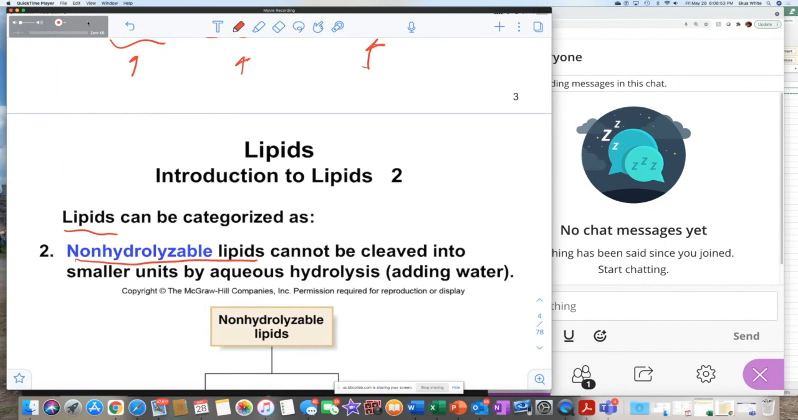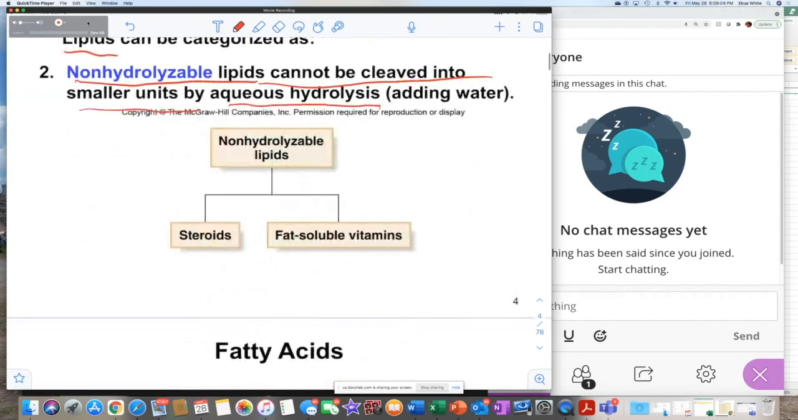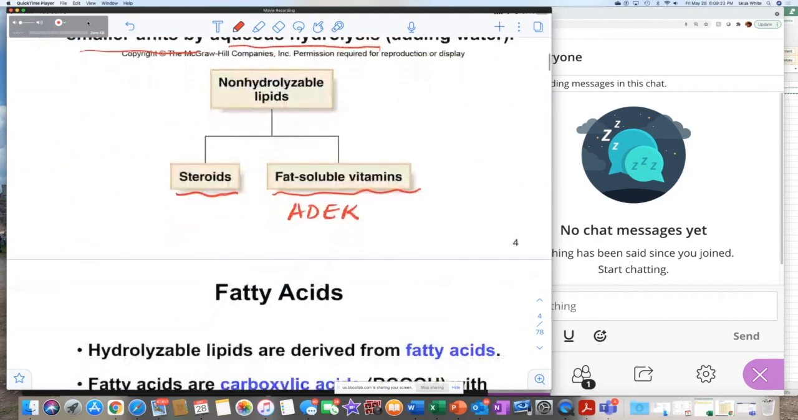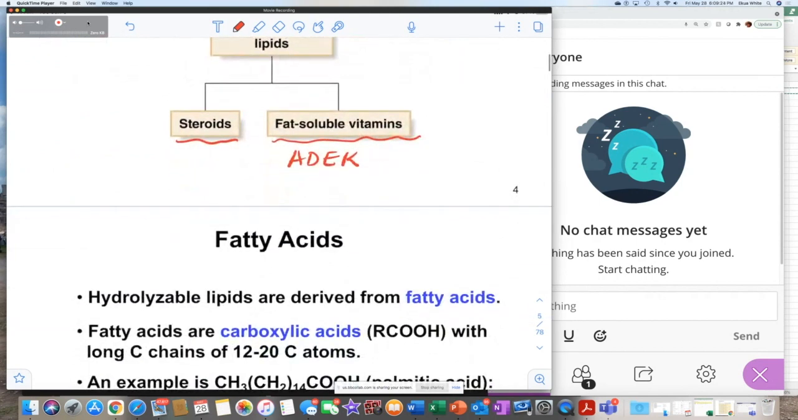The non-hydrolyzable lipids cannot be cleaved into smaller units by aqueous hydrolysis. You can't just add water to these and catalysts and hope they break down. Okay. Examples of non-hydrolyzable lipids are steroids and fat-soluble vitamins. And so we'll talk about this down the road. These are A, D, E, K. When I was taking biology and I was learning these, I memorized them as ADEK. Okay, so vitamin A, D, E, and K.